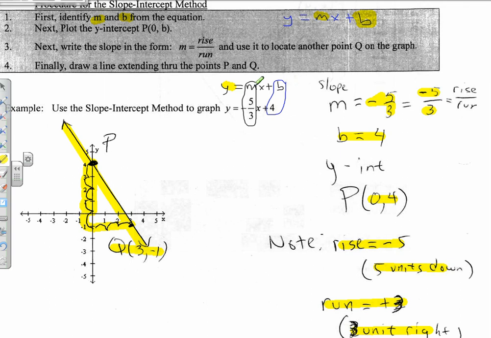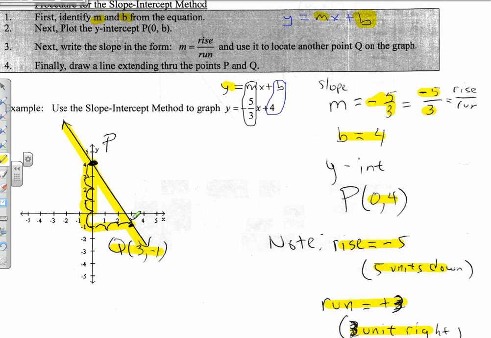What you do, you always take the coefficient of the x term, the number in front of the x. That will always be the slope, and the constant will be the y-intercept, where the line crosses the y-axis. Plot the y-intercept, use the rise over the run to find another point that the line passes through, then you draw a line right through it.